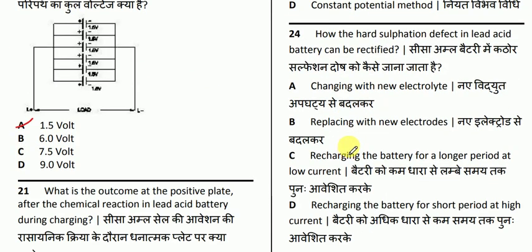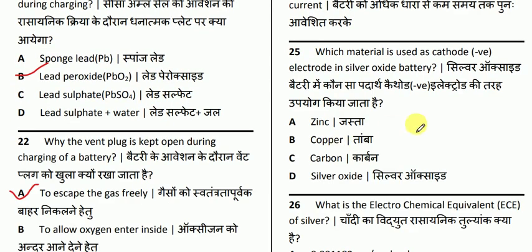Next, the 24th question. How can the hard sulfation defect in a lead acid battery be rectified? That is recharging the battery for a longer period at low current. Now coming to the 25th question. Which material is used as the cathode, that is the negative plate electrode, in a silver oxide battery? That is zinc.